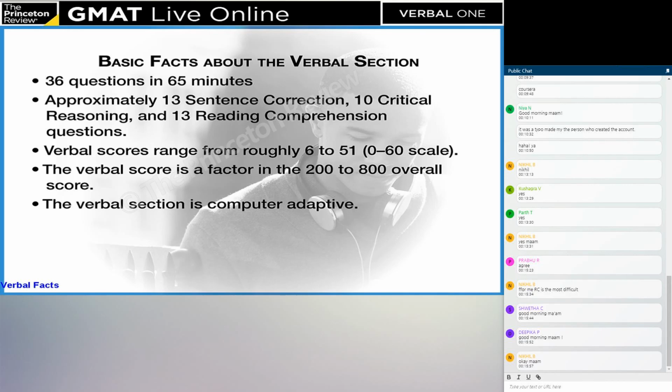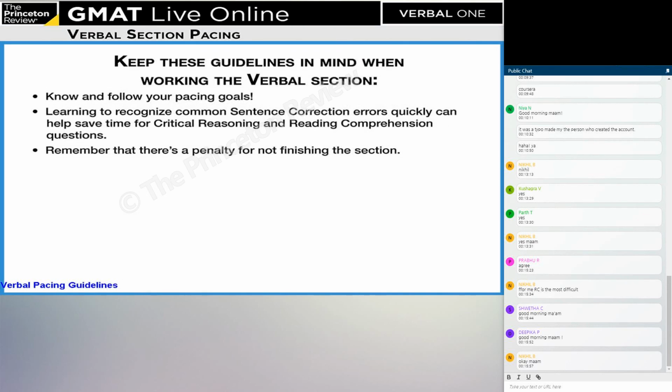I'll send you some basic reading guidelines to help you improve your reading ability. Save time, as I said, on sentence correction so that you can work on critical reasoning and reading comprehension. And there is a penalty for not finishing the section, so ensure that pacing is something that you keep in mind throughout your prep.